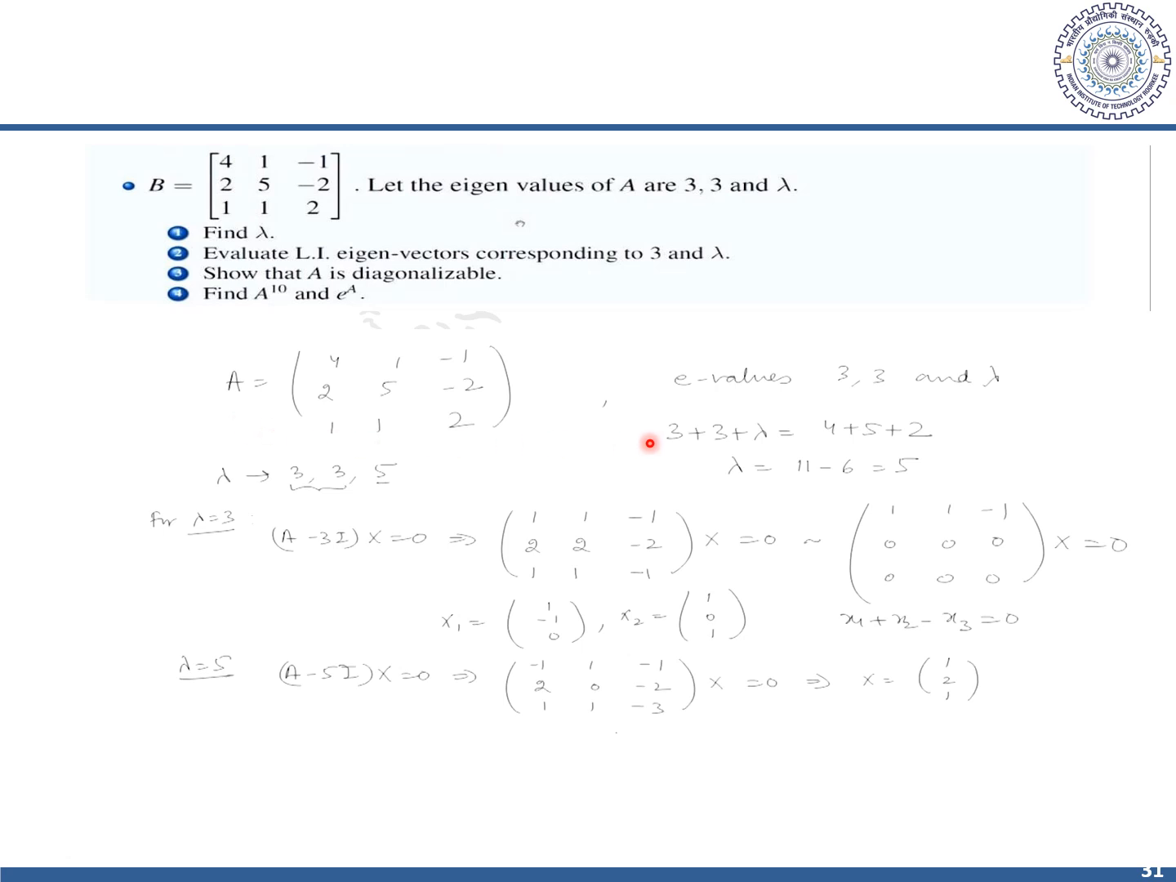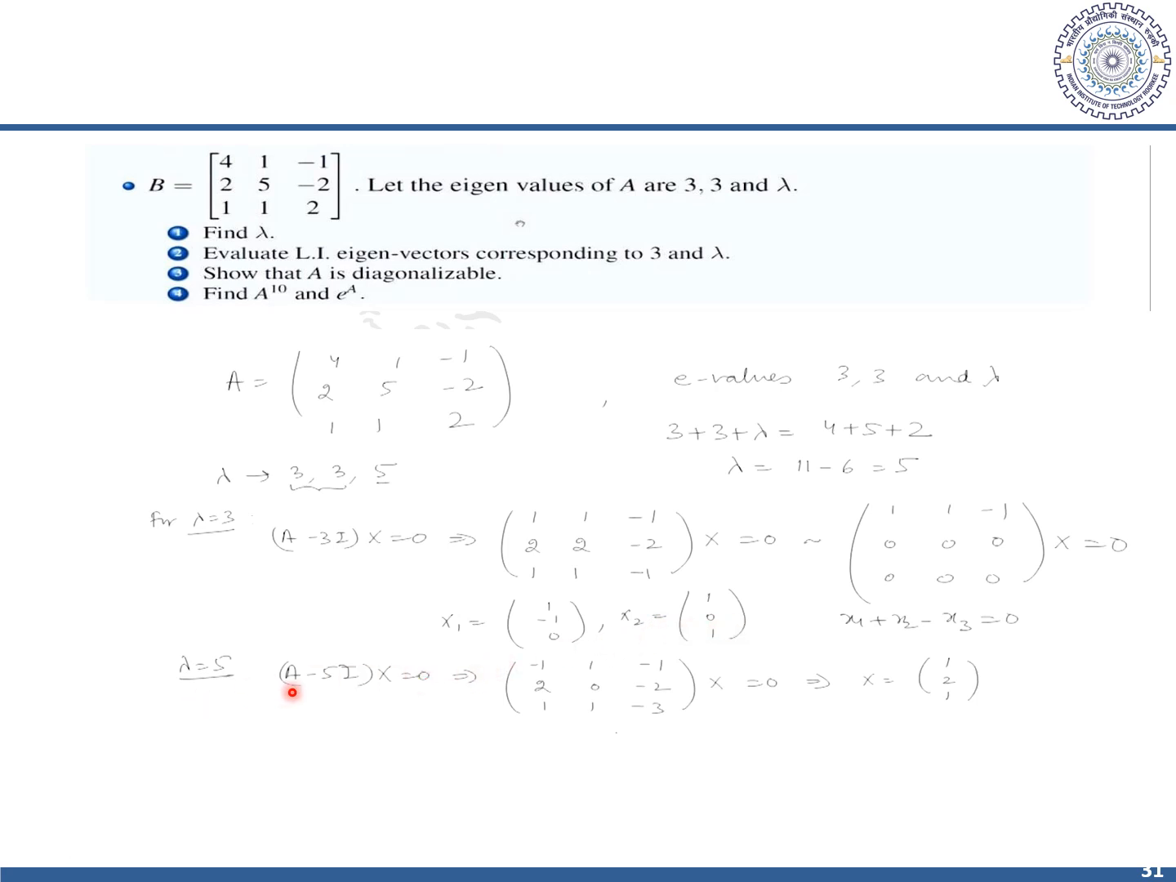So this is the given matrix, and the eigenvalues are 3, 3, lambda. By using the property that the sum of the eigenvalues is equal to the trace of A, you can find the value of lambda. You can find that lambda is 5. So the eigenvalues are 3, 3 and 5. For lambda equals 3, now let's find the eigenvectors and check whether there exist two linearly independent eigenvectors or not. So (A minus 3I) x equals 0: 1, 1, minus 1; 2, 2, minus 2; and 1, 1, minus 1, times x equals 0. Here we get x1 plus x2 minus x3 equals 0 as the only equation, and we can find two linearly independent eigenvectors.